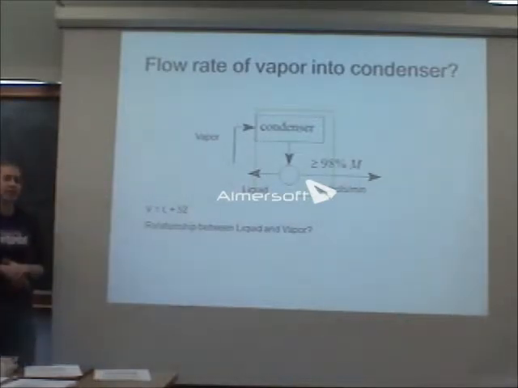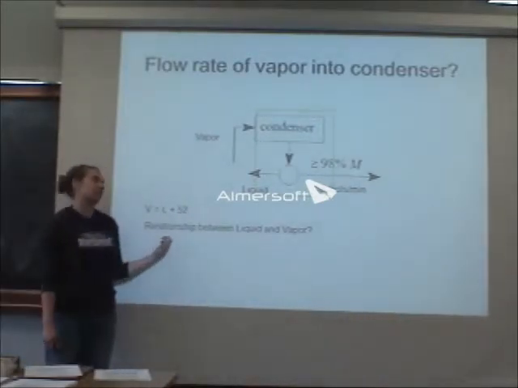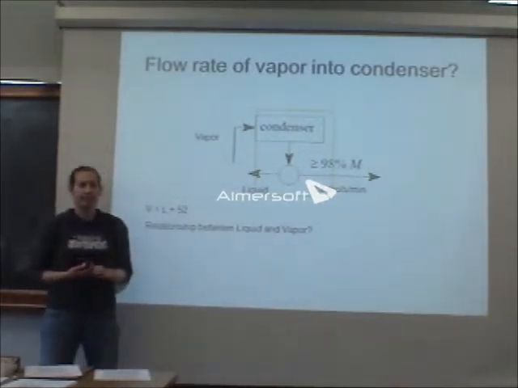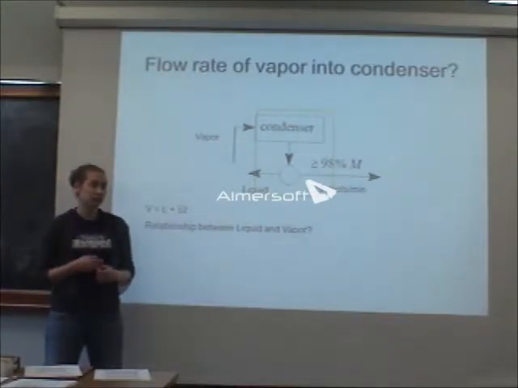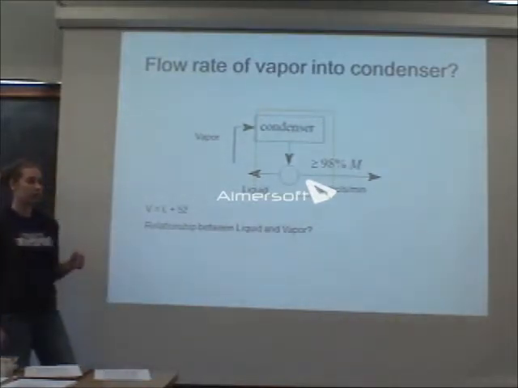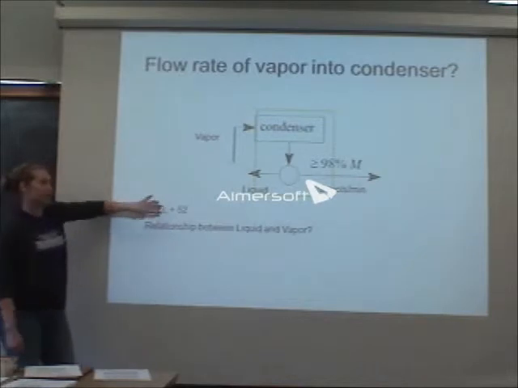So that's all good and dandy, but how do I know the relationship between my liquid and my vapor? Yeah, Rachel. You know that L over V for that section? So you can set your slope equal to V minus 52 over V. So I know my L over V for this section.